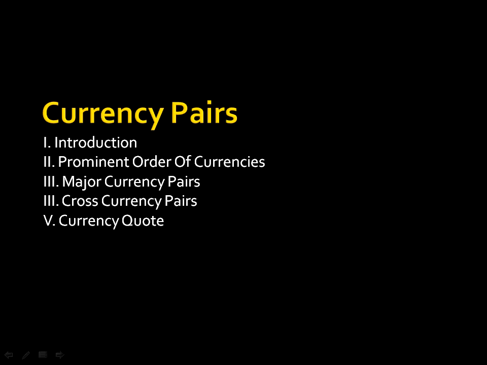We're going to introduce you, first of all, to what is a currency pair. We're going to look at the prominent order of currencies. We're going to look at what makes a major currency pair and what are the major currency pairs. We're going to take a look at some cross currency pairs and take a look at what is a currency quote.